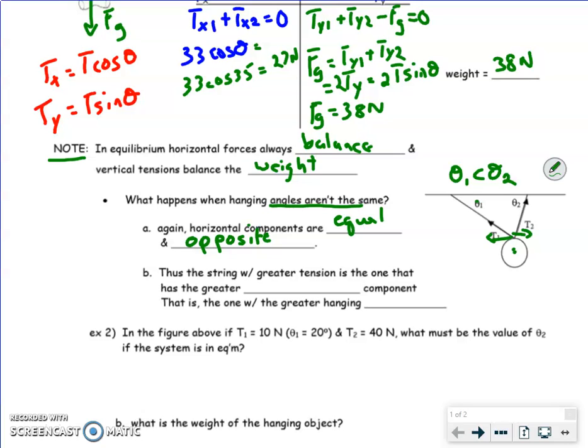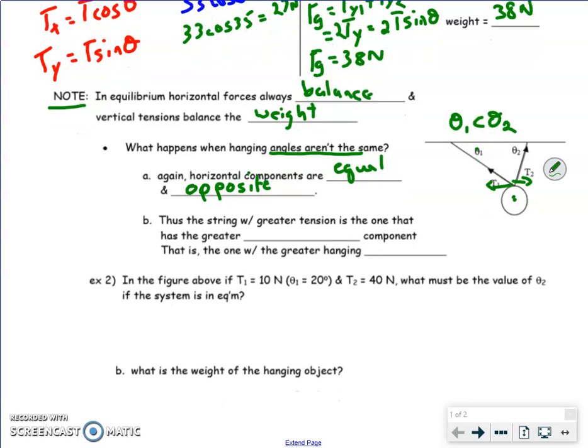Okay, and they would still go by the tension times the cosine of the angle. It's just that the tensions aren't going to be the same as each other. That's the first point you want to make. When these are unequal, the tensions can't be the same. So the string with the greater tension is the one that has the greater vertical component. There's no way they can have different horizontal components because otherwise the object would have to accelerate to the left or right, which doesn't jive with the idea of being in equilibrium.